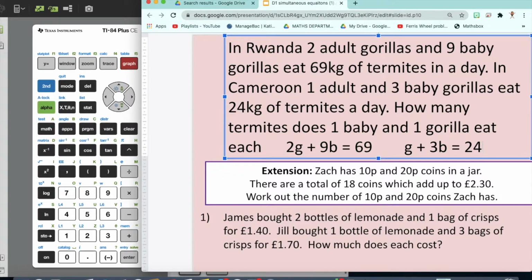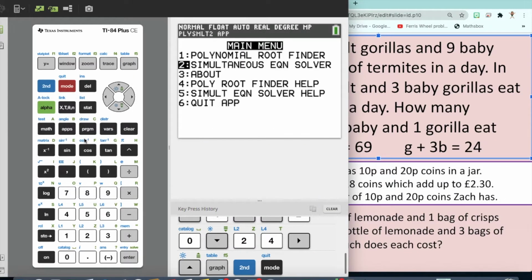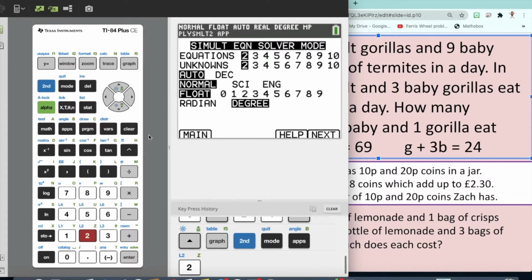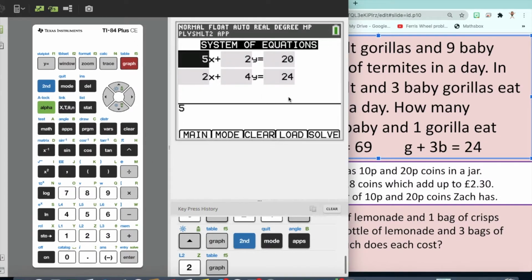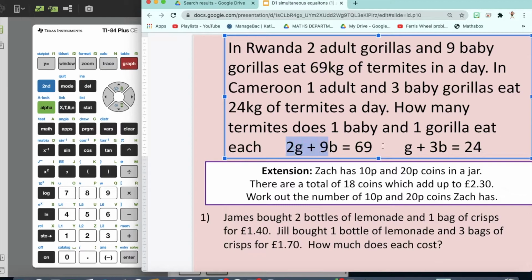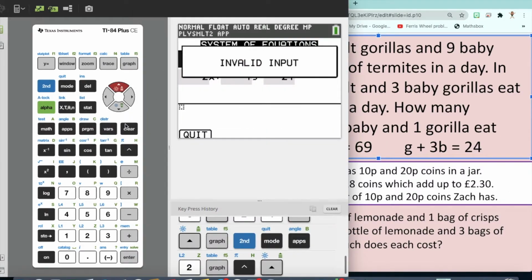Now, you can solve this simultaneously, and let's just quickly recap how you would do this. We're going to go back onto the apps, we're going to go on to number 2, we're going to press graph, we're then going to change the variables to 9, 6, 9. Let's do the first equation.